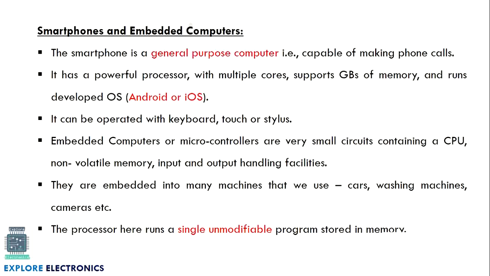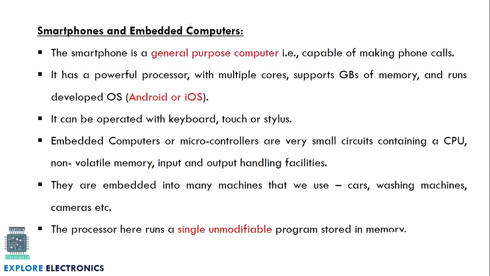Smartphones and embedded computers. As we all know, a smartphone is a general purpose computer which is capable of making phone calls, and it has a powerful processor with multiple cores, and it supports GBs of memory. What are the OSs that are used in smartphones? Yes, it is Android and iOS. It can be operated with keyboard and touch inputs.